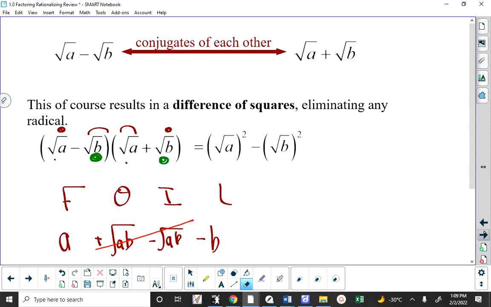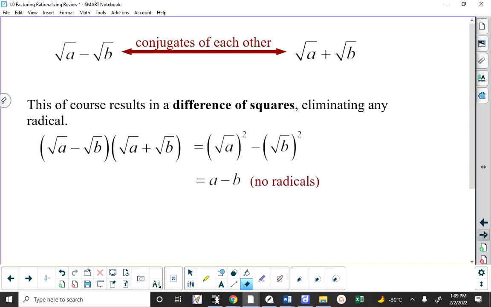Again, if you're multiplying conjugates, I believe I mentioned this yesterday, you don't have to FOIL, you just go first and last. But the bottom line is you end up with a minus b, and there's no radicals. That's the important aspect here. It's a difference of squares, but we're not factoring it, we're bringing it back in by multiplying.